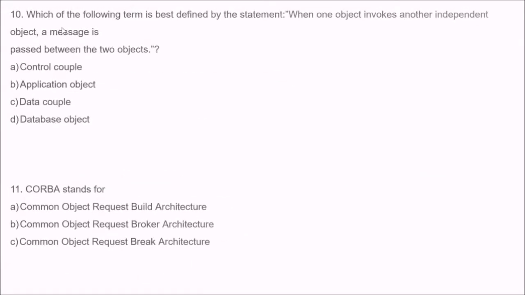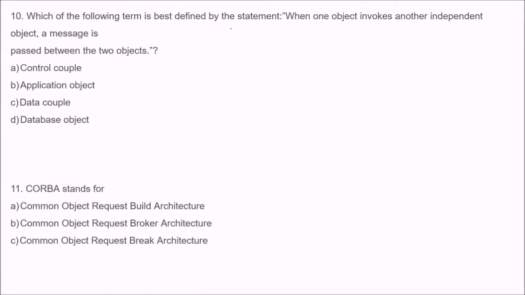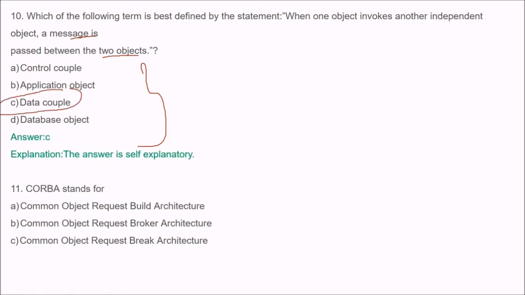Next, which of the following terms is best defined by the statement: when one object invokes another independent object, a message is passed between the two objects? The answer would be data couple. CORBA stands for Common Object Request Broker Architecture, or any other? The answer is B, Common Object Request Broker Architecture.